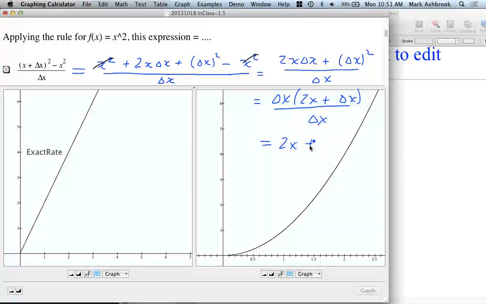Okay, now Melody, now it's time. Now we can let delta x get small. And what do you get? 2x. And we say essentially equal to. The equals with a dot means essentially equal to. So this right here is essentially equal to 2x.